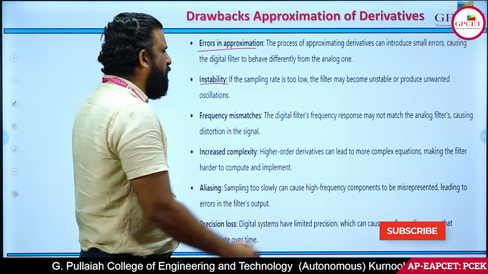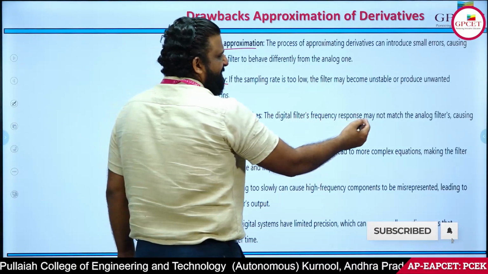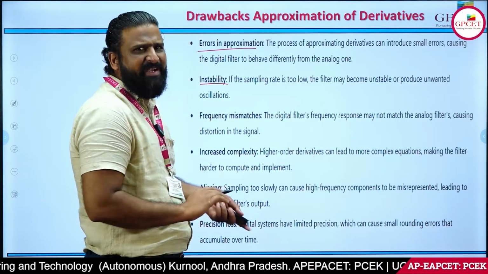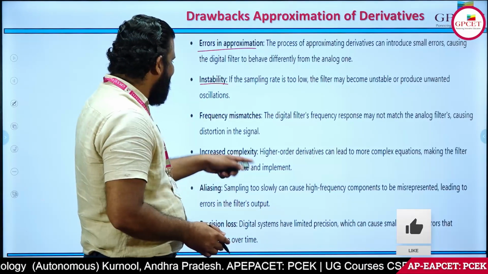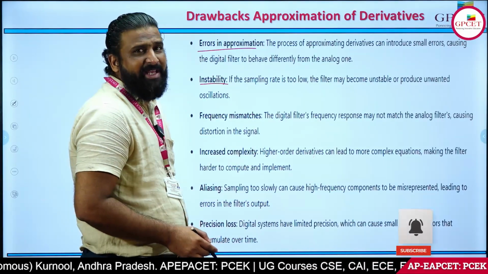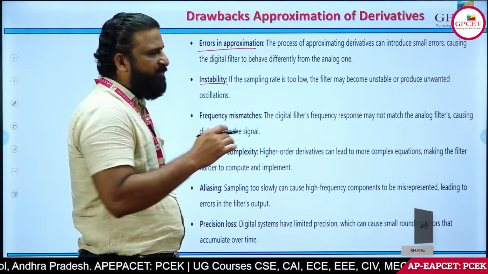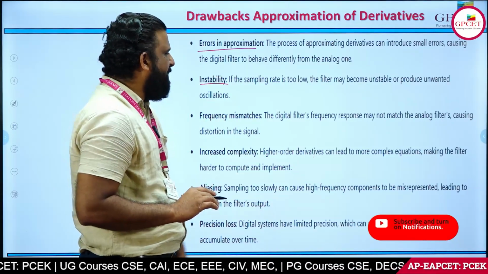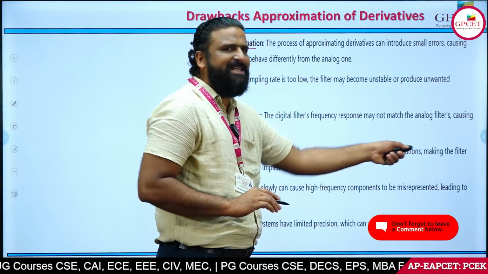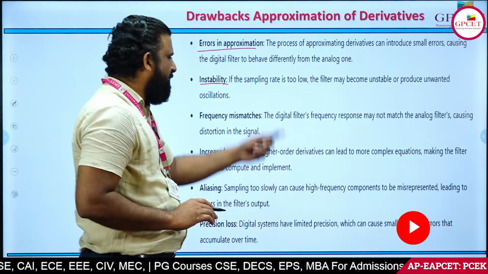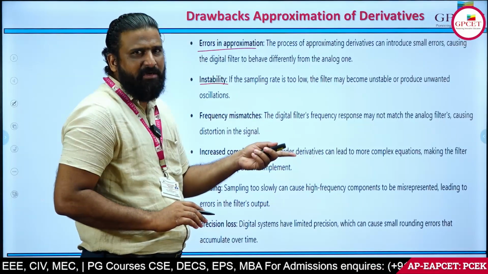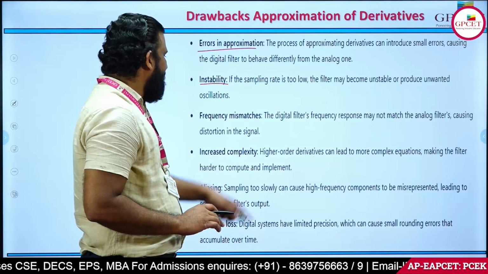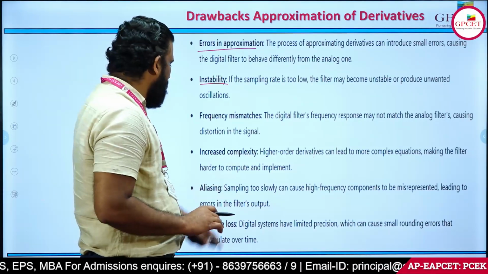Frequency mismatch: the digital filter's frequency response may not match the analog filter's, causing distortions in the signal. Matching will be somewhat different. Next, increased complexity. We are doing the higher order derivatives. The name itself tells approximation of derivatives. We are doing the higher order derivatives, which lead to more complex equations. As you know, doing the derivatives is very complex, so because of that the complexity will increase and it will be one of the drawbacks.